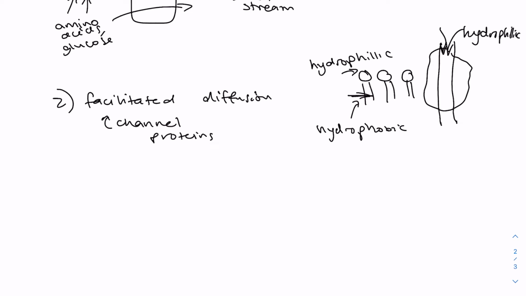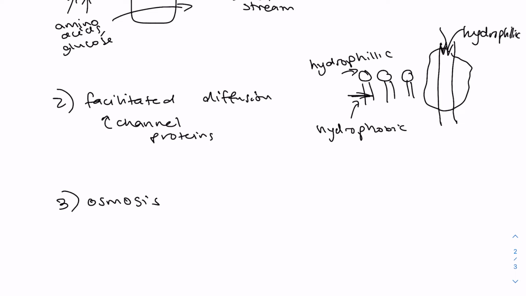So examples of molecules that are transported through this are monosaccharides, not necessarily glucose, but like fructose, vitamins, and some minerals as well. Then thirdly, we have osmosis.